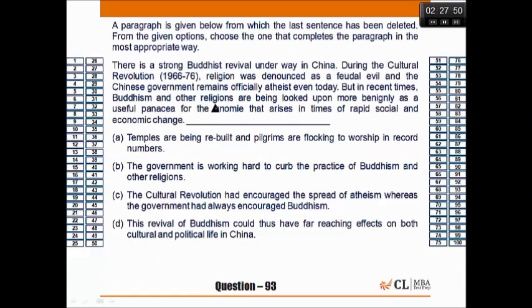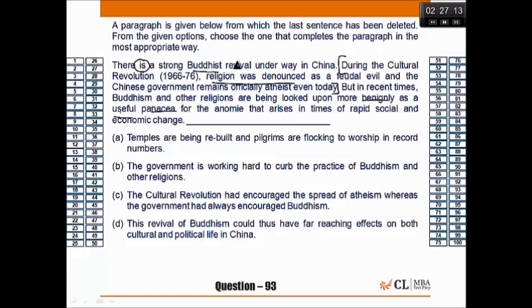Alright, so what is this? This is para completion. Okay. There is a strong Buddhist revival underway in China. During the Cultural Revolution, so something is happening now. We're talking about history now. During the Cultural Revolution, religion was denounced. What happened before was different, but okay. Feudal evil, and the Chinese are officially atheists even today. But in recent times, Buddhism and other religions are being looked upon more benignly as a useful panacea for the anomie that arises in times of rapid change. Even if we don't know the meaning of these words, they are useful, okay.